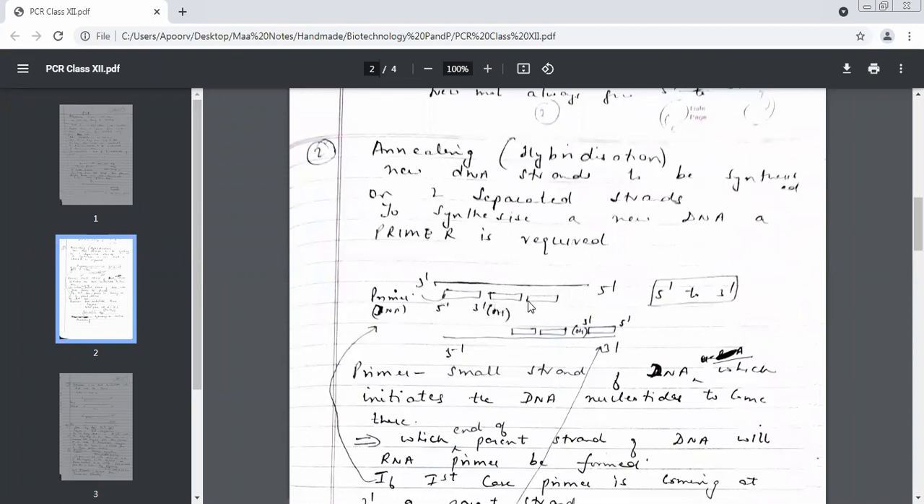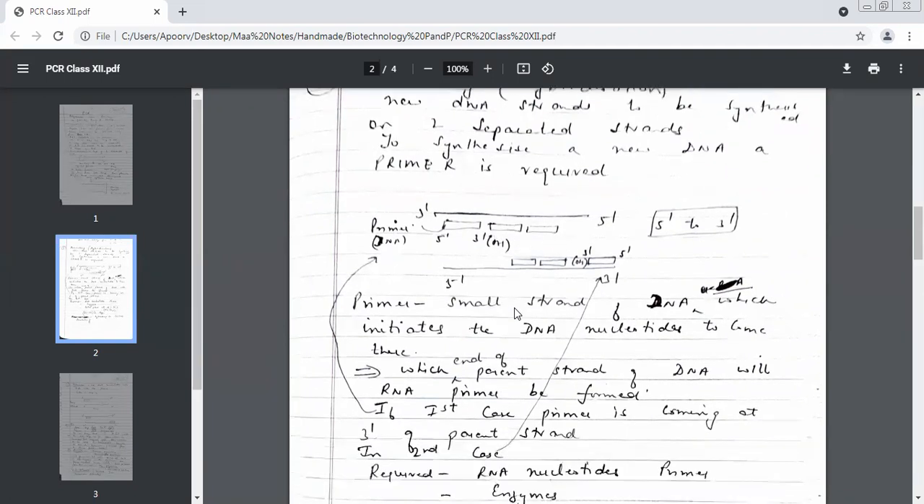Can you see these small pieces over here? Small strands of DNA. Can you see these primers? 1, 2, 3. What are these? Strands of DNA. They could be RNA also in some cases. They initiate the DNA nucleotides to come there. Why do we need this primer? Because this will initiate more nucleotides to come there. First the primer will come, and then it will motivate or initiate other nucleotides also to come there.